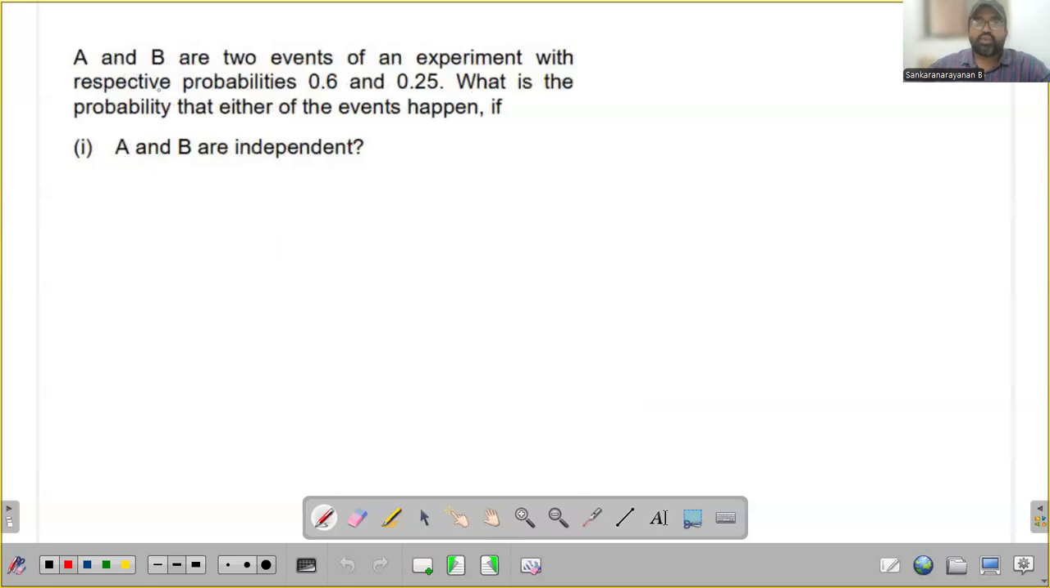Let's consider the next question. A and B are two events of an experiment with respective probabilities 0.6 and 0.25. What is the probability that either of the events happen if, condition number 1, A and B are independent? Recall, the probability that A or B happens is the probability that A happens plus the probability that B happens minus the probability that A and B happens.